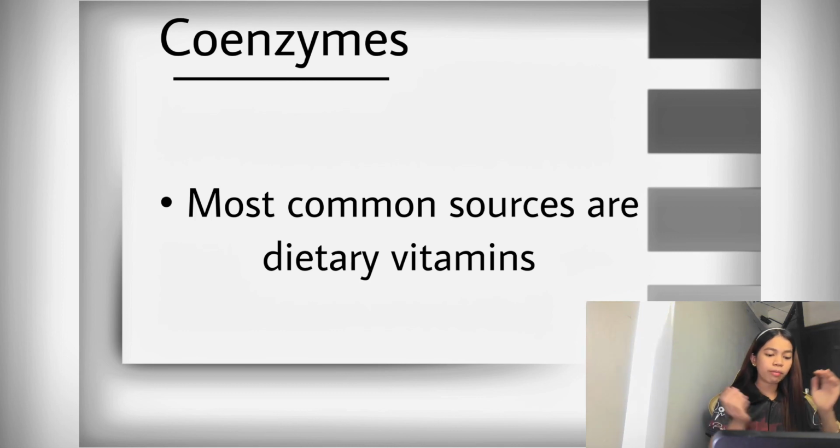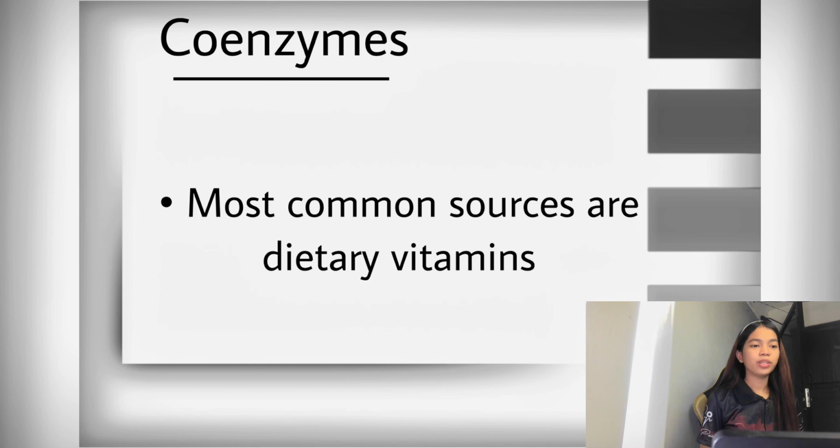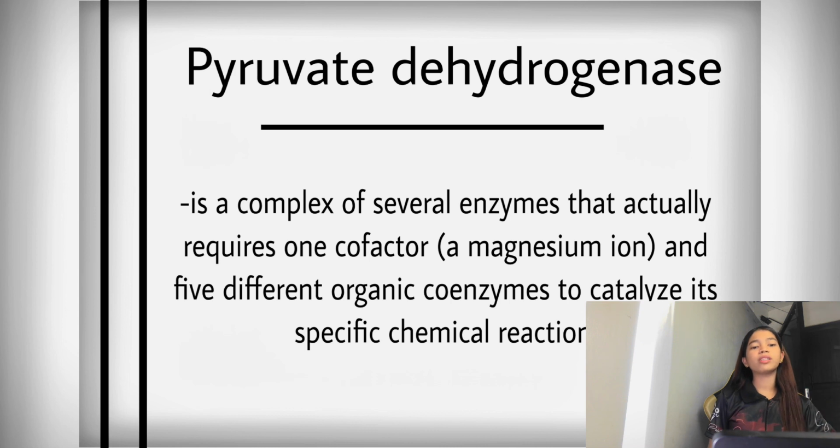So, an important step in the breakdown of glucose to yield energy is catalysis by a multi-enzyme complex called pyruvate dehydrogenase. So, ano nga ba ang pyruvate dehydrogenase? So, pyruvate dehydrogenase is a complex of several enzymes that actually requires one cofactor or a magnesium ion and the 5 different organic coenzymes to catalyze its specific chemical reaction. Therefore, enzyme function is in part regulated by an abundance of various cofactors and coenzymes, which are supplied primarily by the diet of most organisms.